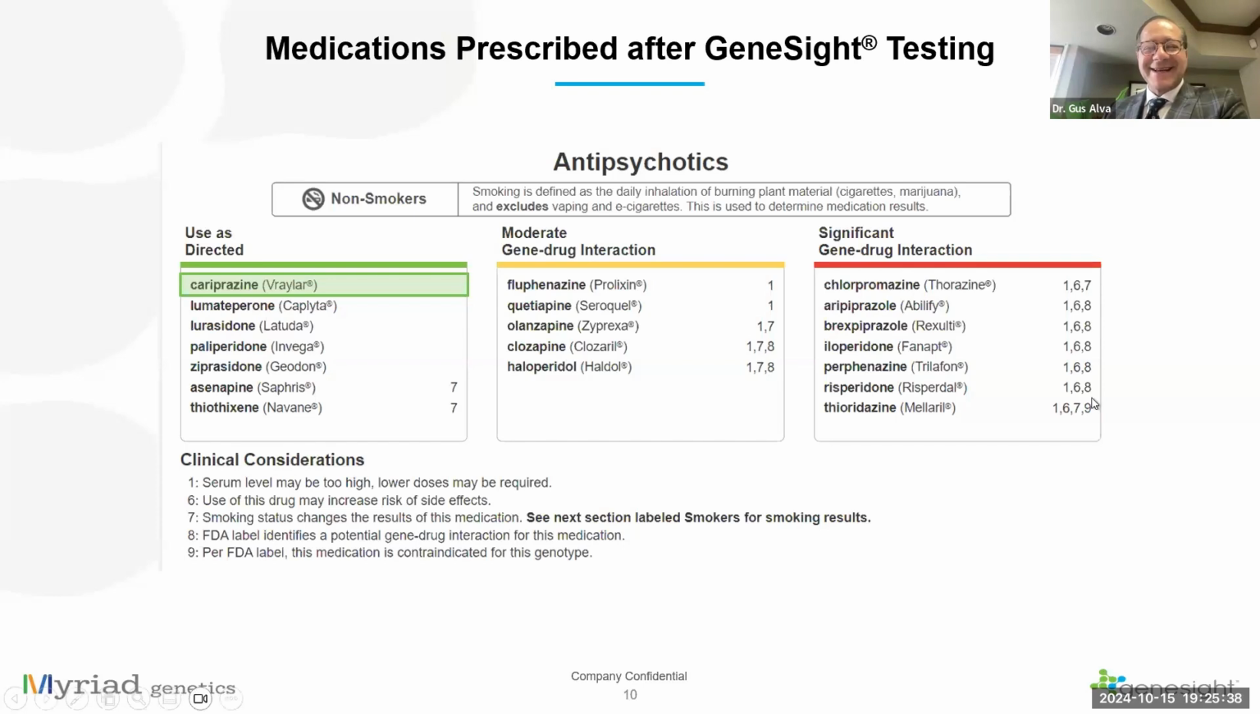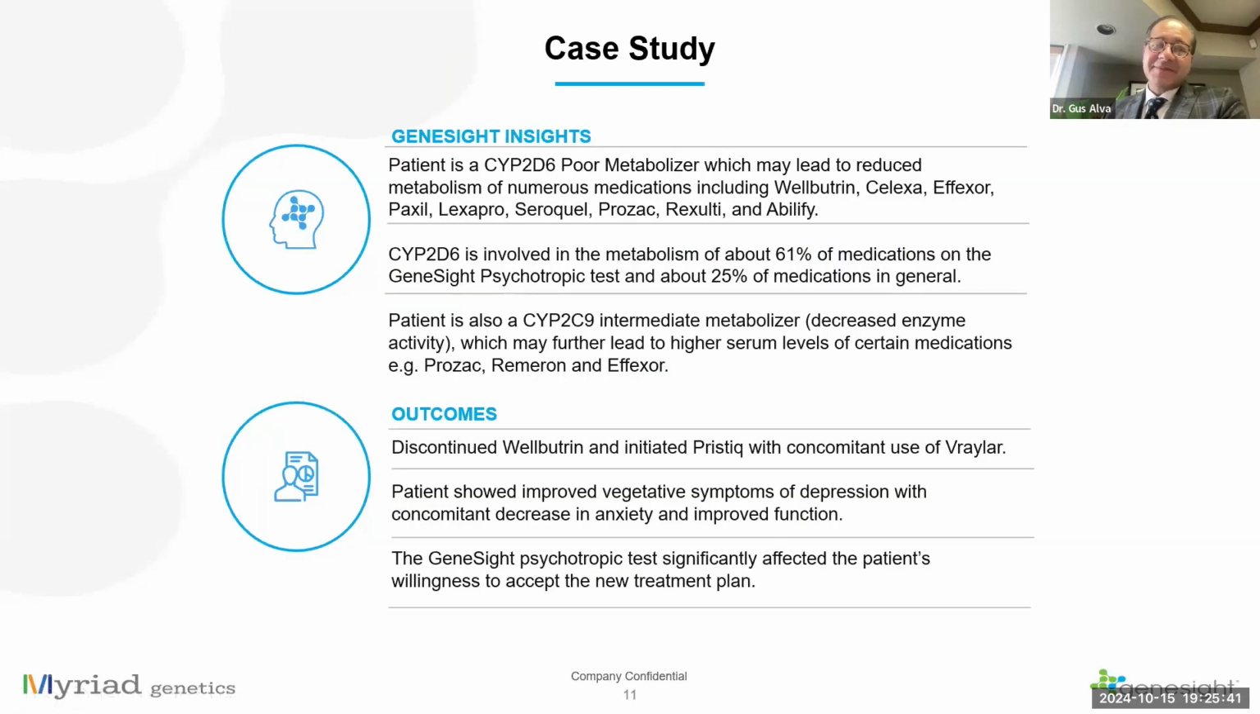So if you advance to the next slide, Rachel, that actually helps with the fact that there were several different things playing out with this patient. He was a poor metabolizer from the 2D6 pathway. That might have been the explanation as to why different medicines, including the Wellbutrin, the Celexa, the Effexor, the Paxil, Lexapro, Seroquel, Prozac, Rexulti, and Abilify weren't a great fit for him, right? And if you take a look at the involvement of the CYP2D6 pathway, about two-thirds of medications that are actually included in the psychotropic test that GeneSight has are a consideration, right? And at least a quarter of the medicines in general.